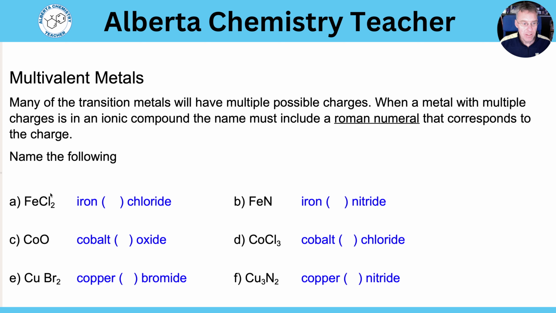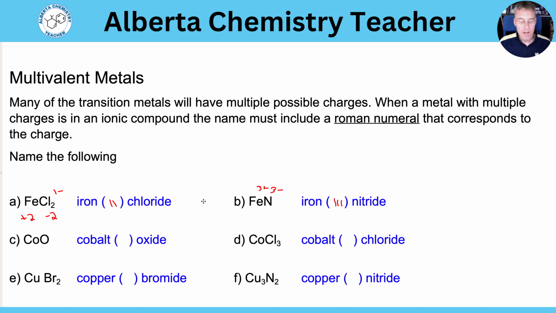So our non-metal, our chloride, would be 1 minus. So between the two of them, we have 2 minus. This formula unit has to be balanced, so this iron must be 2 plus to balance the 2 chlorides. So this is iron 2 chloride. In letter B, we've got Fe and N. Nitride is going to always be 3 minus. So we need this iron to be 3 plus to balance it out. So this is iron 3 versus the iron 2 in A.